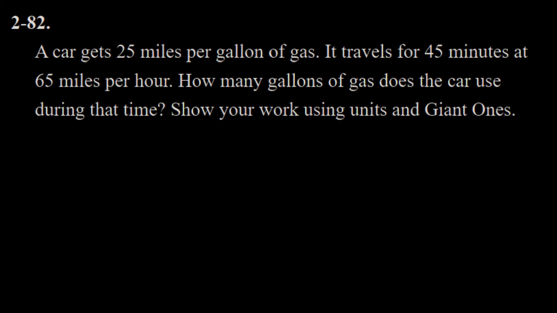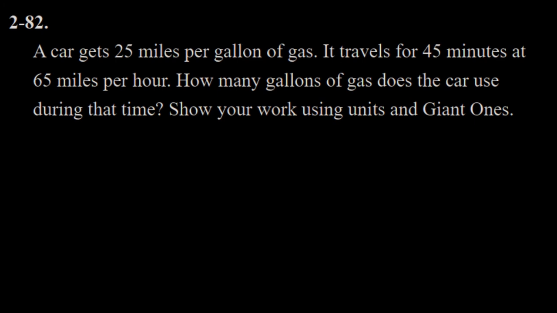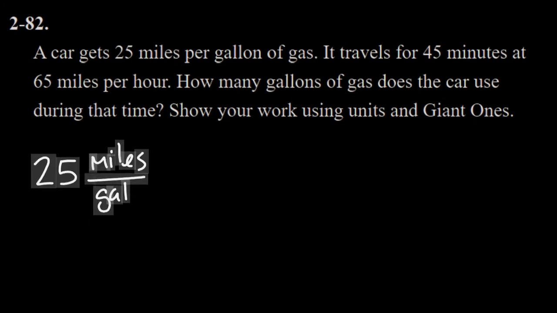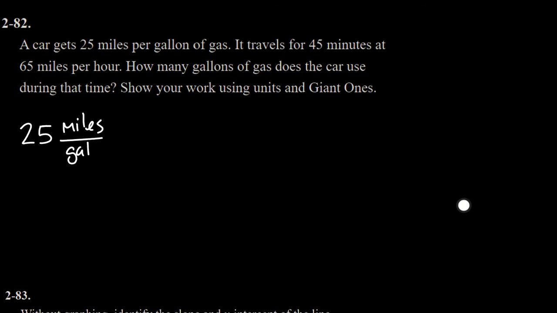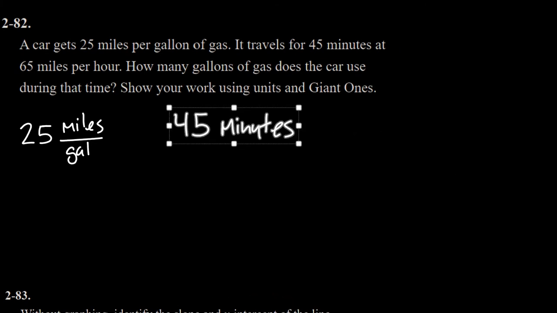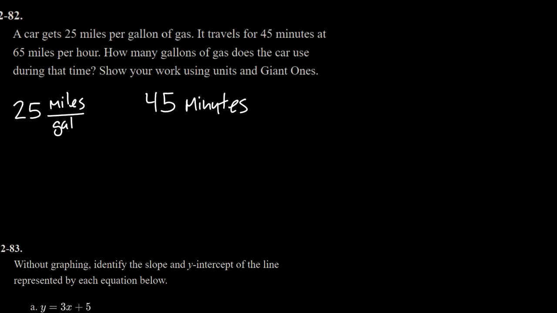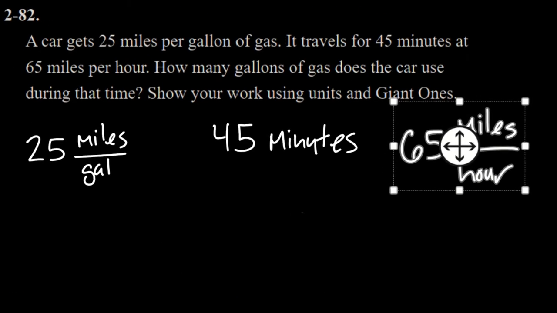So our first problem says a car gets 25 miles per gallon. Now that is a rate, and let me just write that rate here. This is 25 miles per 1 gallon. And it says it travels for 45 minutes. And I actually wrote that rate over here. That's not a rate, that's just the amount of time. Right? It travels for 45 minutes. And it does that at a rate of 65 miles per hour.